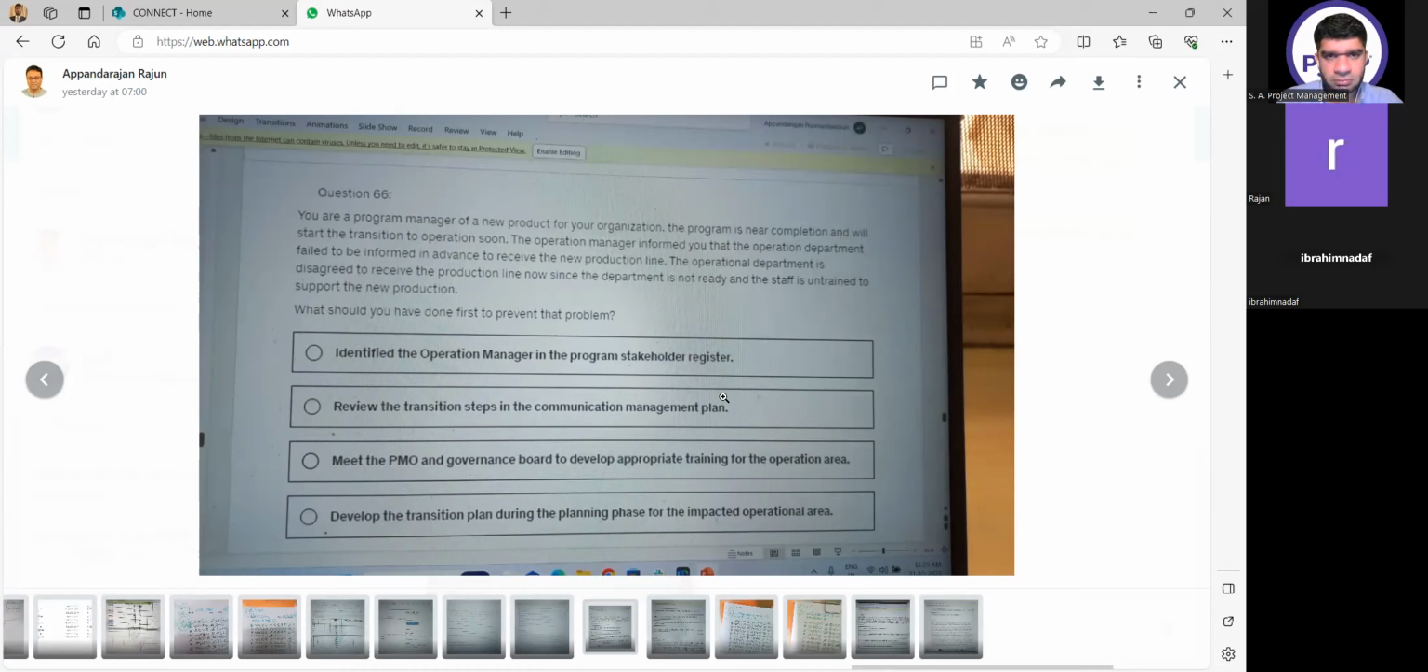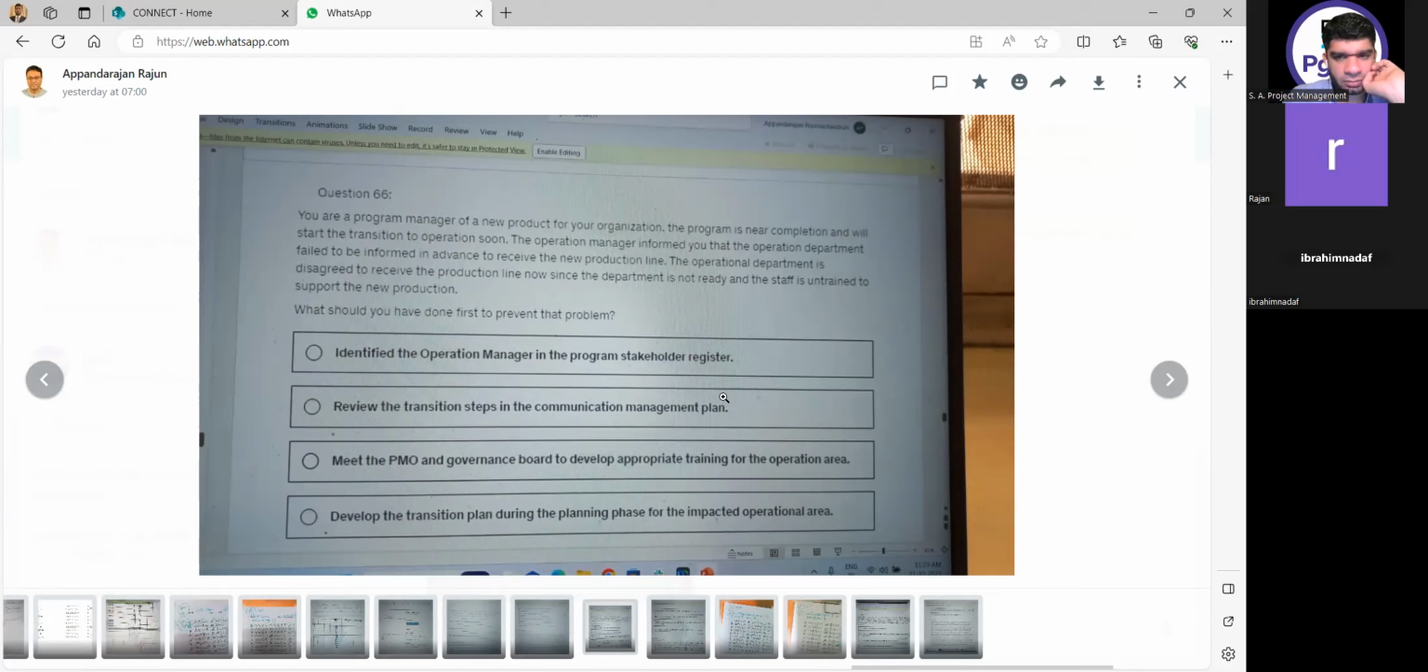So the context is the operations department is unaware of the changes, so they are not ready to take this over. Identify the operations manager in the program stakeholder register, quite a possible thing. Review the transition steps in the communication plan. You will not have transition steps in the communication plan, so rule out. Meet the PMO and the governance board to develop appropriate training for the operational area. Governance board and PMO are not related to this, so I will rule out.